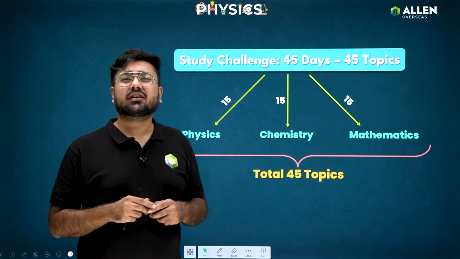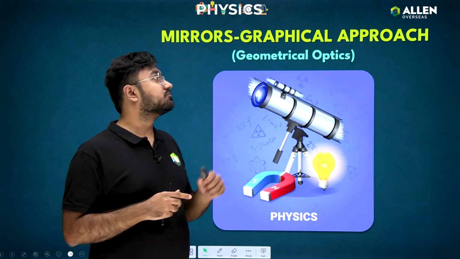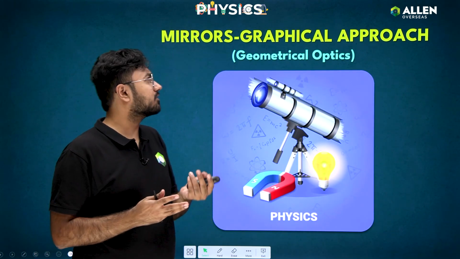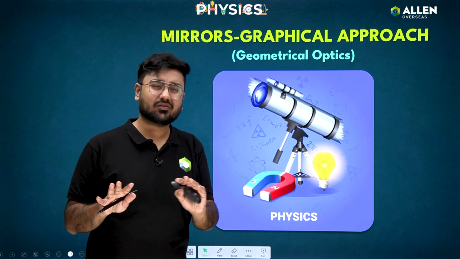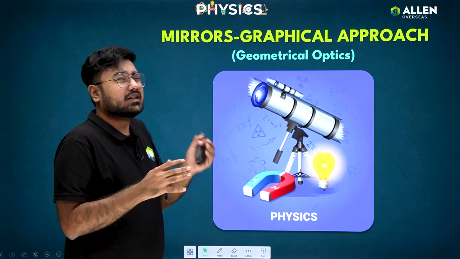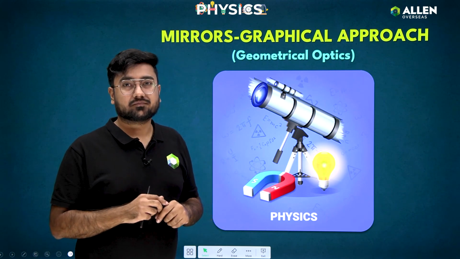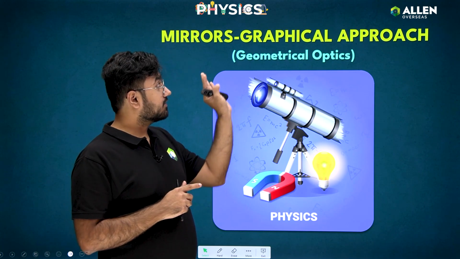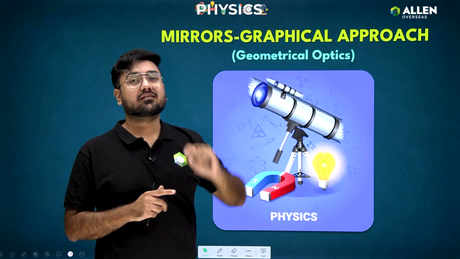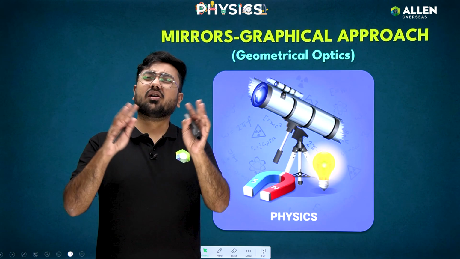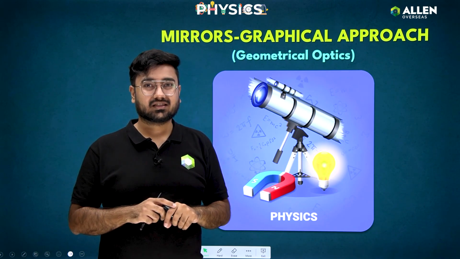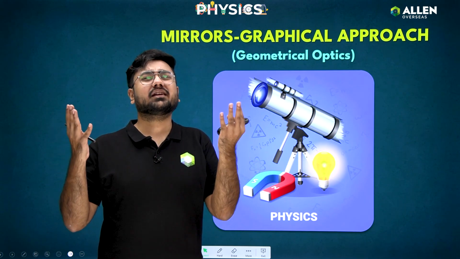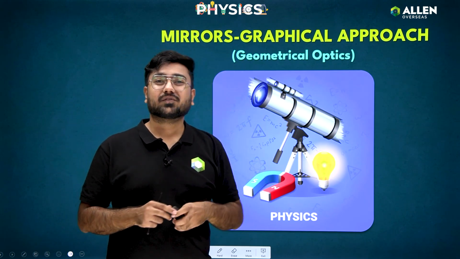So today we are going to take a topic of physics, and that is mirrors. That is quite a cliche topic. We know mirrors. Yeah, I completely agree with that. But today we are going to take a new approach, the graphical approach. After getting the graphs of the mirrors, you are going to understand all of the possible cases, so the confusion will be completely cleared after this approach.